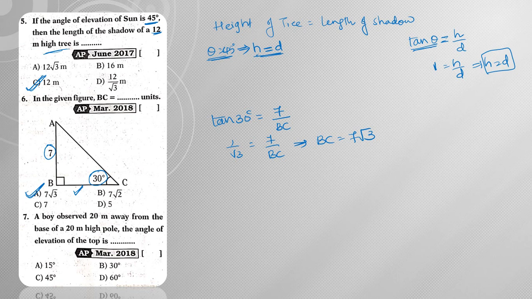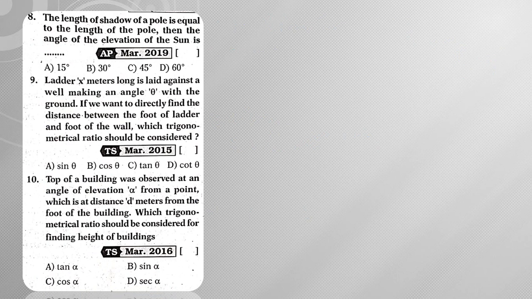Next, a boy observed 20 meters away from the base of a 20 meter high pole. The angle of elevation is? So the distance is 20 meters and height is also 20 meters. If both the values are same, that means height is equal to distance. When height is equal to distance, we can say that theta is equal to 45 degrees. Hence the answer is 45 degrees. Right. Next, question number 8. The length of the shadow of a pole is equal to the length of the pole. So we have already discussed, the angle is 45 degrees.